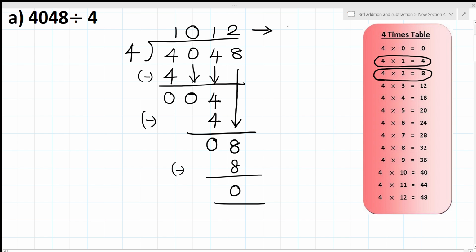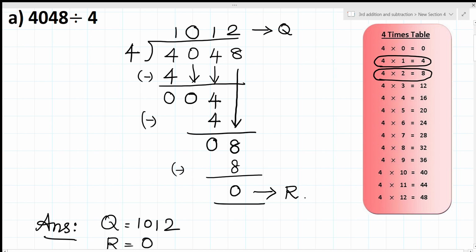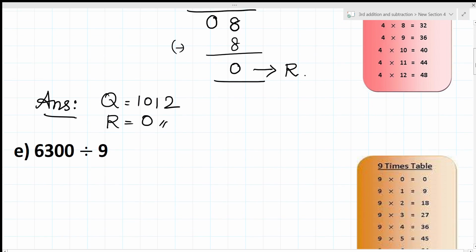Here the quotient is 1012 and the remainder is 0. Now write down the answer. Quotient is 1012 and the remainder is 0. Is this clear? Yes, we will move to the next question.